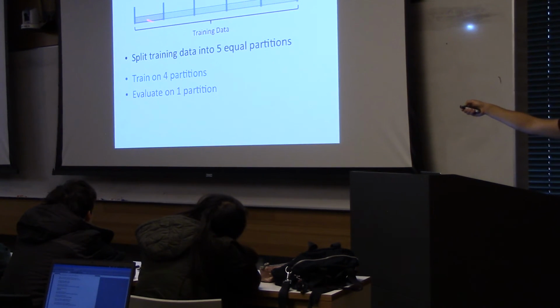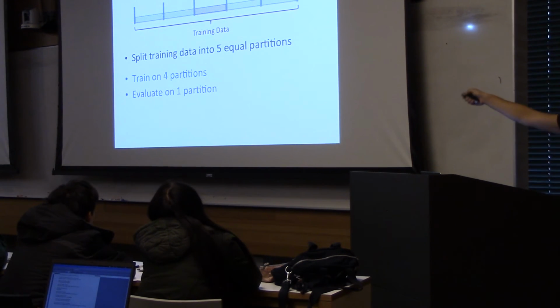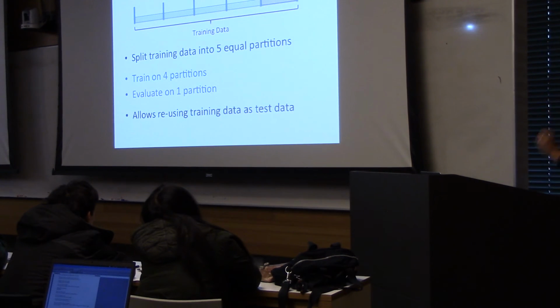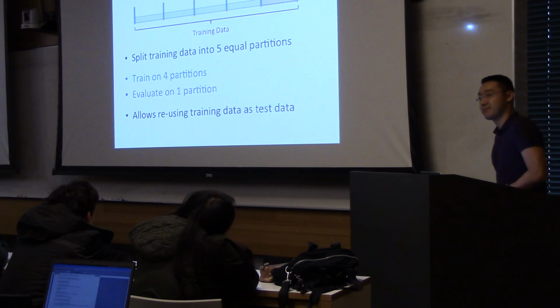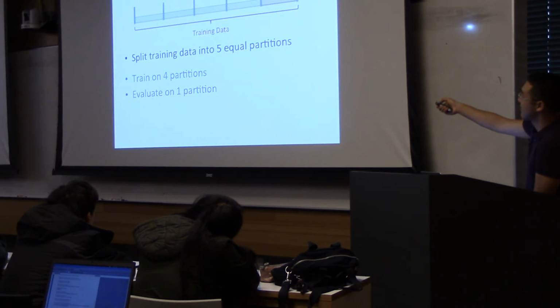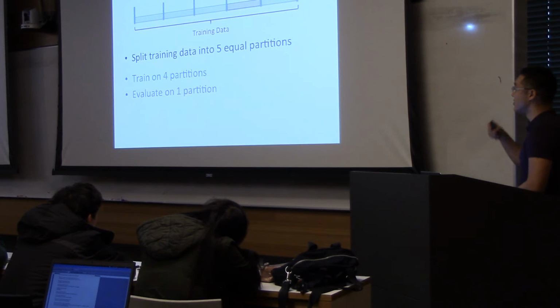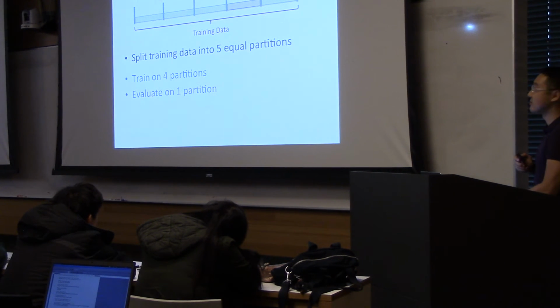Step 1, we make this the evaluation or validation partition, and these the training set. And then we make this the validation set, and these 4 the training set. And then this the validation set, these 4 the training set, and so on and so forth. So we repeat this process 5 times. What this does is it allows using training data as test data. When we train a model on these 4 and test on this one, we never use a model to both train and test on the same example.